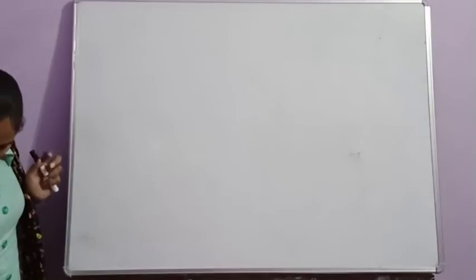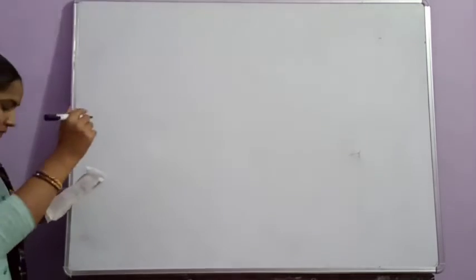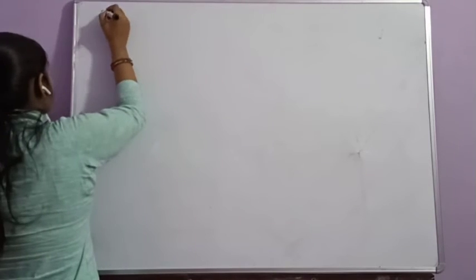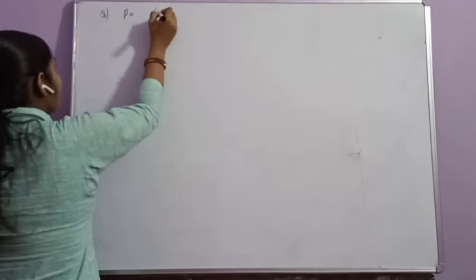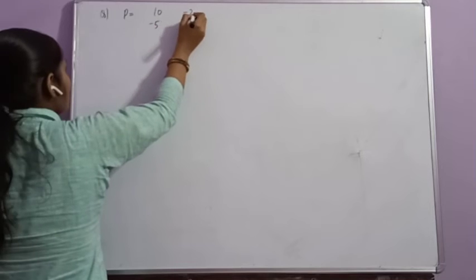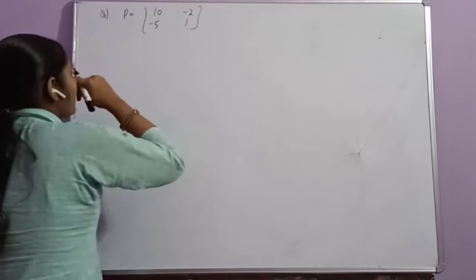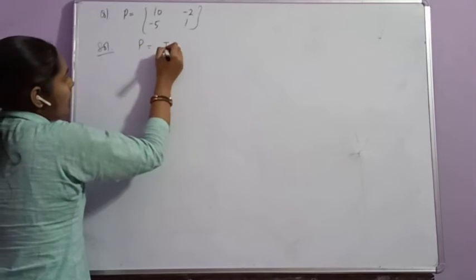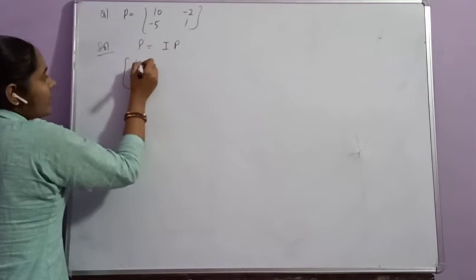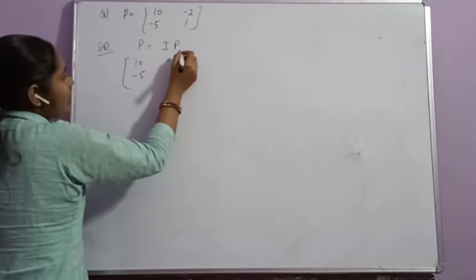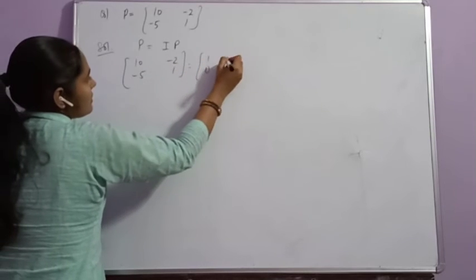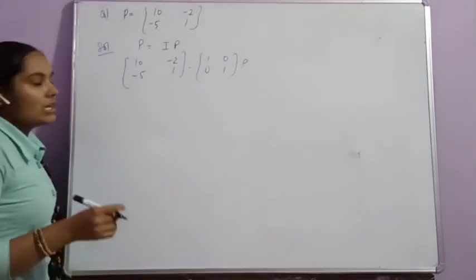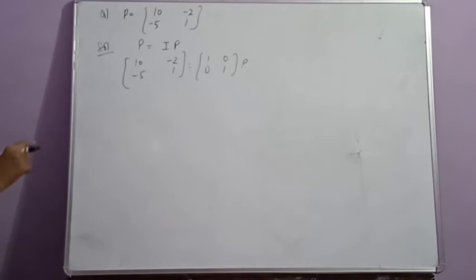Next is: find P inverse if it exists. P is equal to 10, minus 2, minus 5, 1. If we apply row operations, then we compare it with P is equal to I into P: 10, minus 2, minus 5, 1 is equal to 1, 0, 0, 1 into P. Firstly, we have to form 1 here.